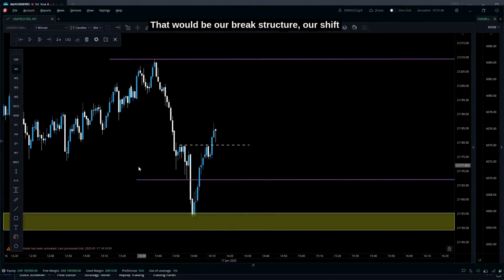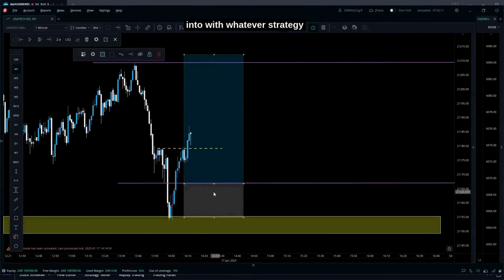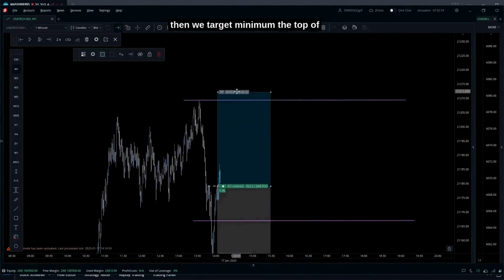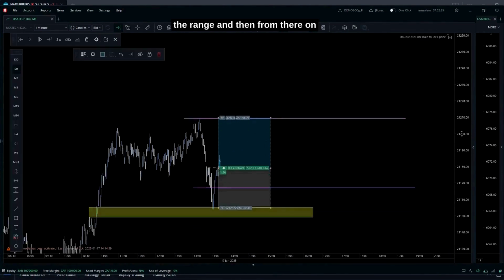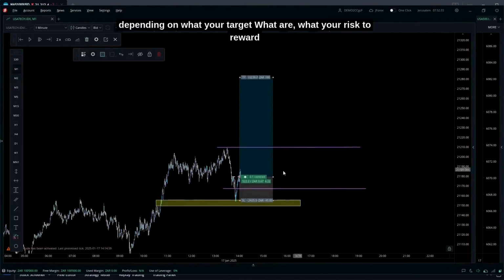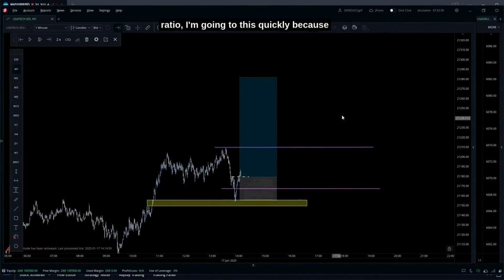That would be our breaker structure or our shift. Enter with whatever strategy model, entry model that you use. And then we target minimum the top of the range. And then from there on, target the rest of the way, just depending on what your targets are, what your risk to reward ratio.